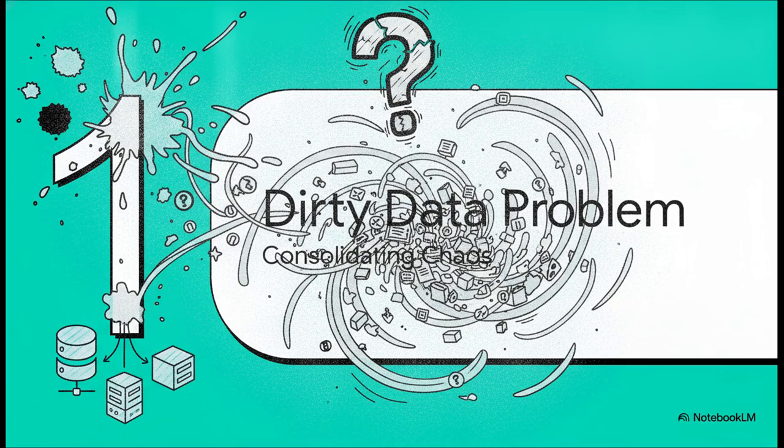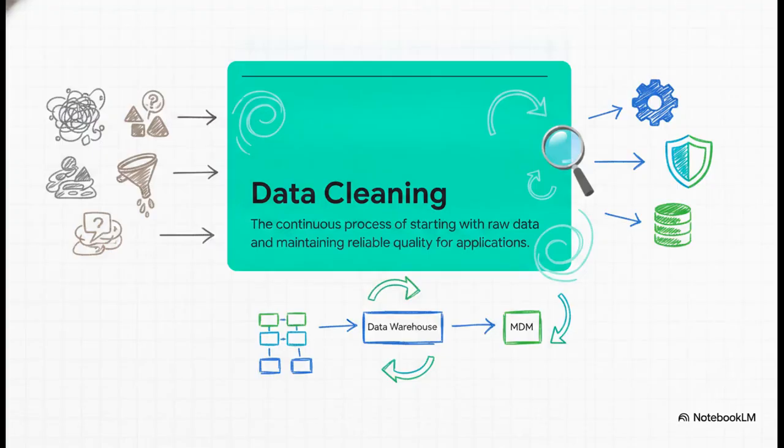Okay, section 1, the dirty data problem, consolidating chaos. Where does all this chaos actually come from? Well, errors inevitably creep in during normal data collection, sure. But the real mess? That usually happens when you start merging data that was collected completely independently across different databases. So data cleaning is defined as the continuous process of starting with raw data from one or more sources and maintaining reliable quality for your applications.